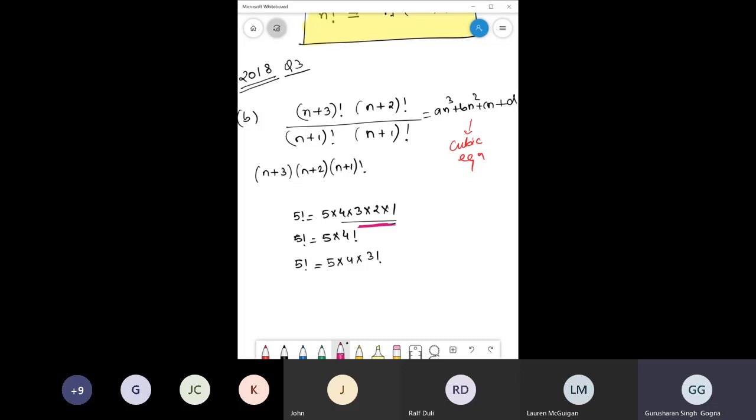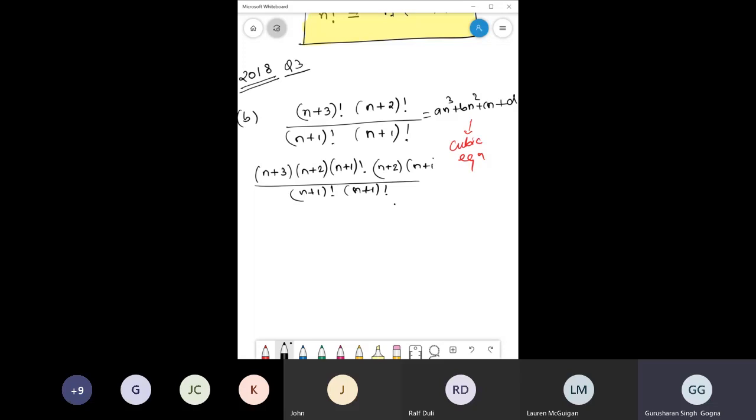Similarly, n plus 3. n plus 3 minus 1 is n plus 2, and n plus 2 minus 1 is n plus 1. So the next one is n plus 1, so I end up with (n+1)!. Now why do I end up with (n+1)!? Because I can see (n+1)! in the denominator. Okay, so let me remove this first. Similarly, (n+2)! can be written as (n+2), and the next one should be (n+1)!.